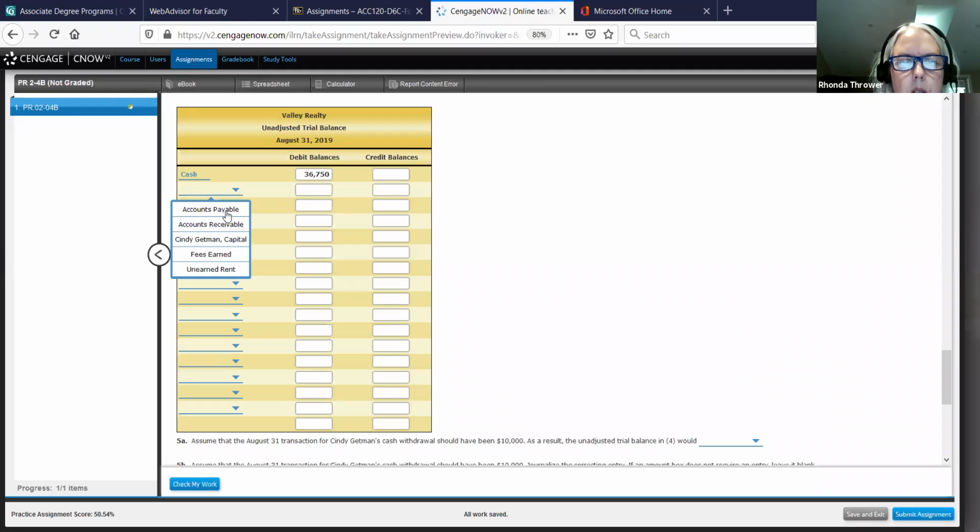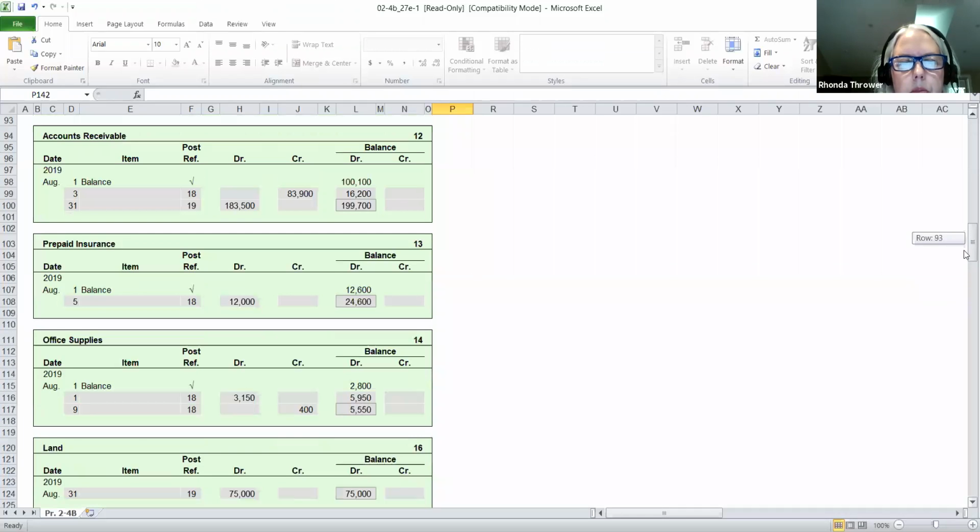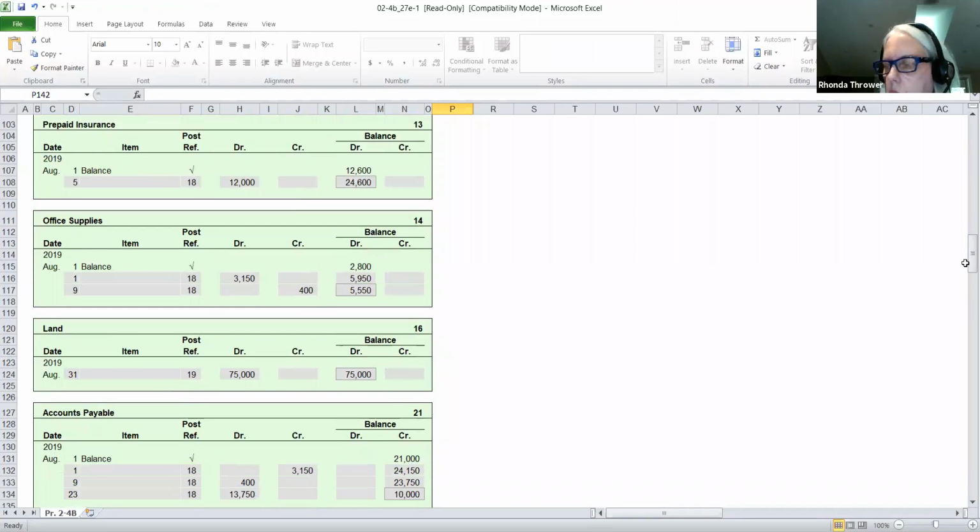So on my unadjusted trial balance, I'm going to put in my account title, which was accounts receivable. The balance amount is $199,700. And then I'm going to go back to my ledger account and pick up the next account. So the next ledger account balance is prepaid insurance. And prepaid insurance has an ending balance of $24,600. That's where I'm getting the balance from right there. I'm going to copy that into my unadjusted trial balance.